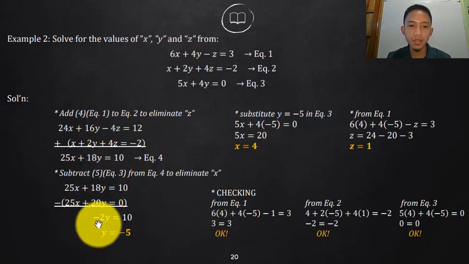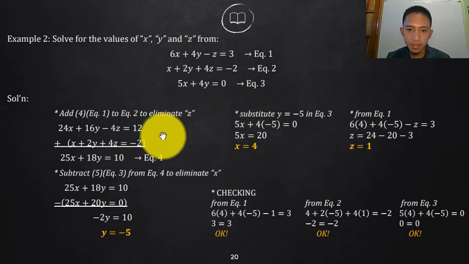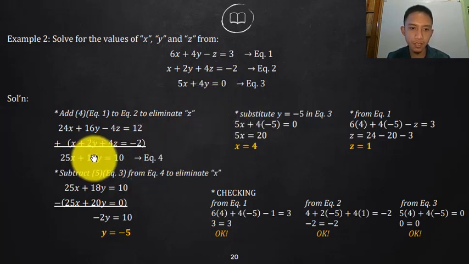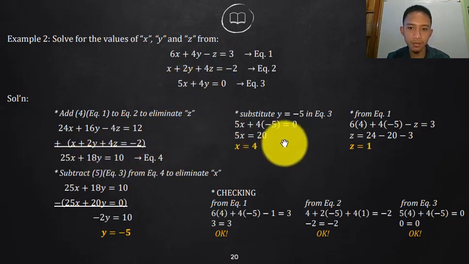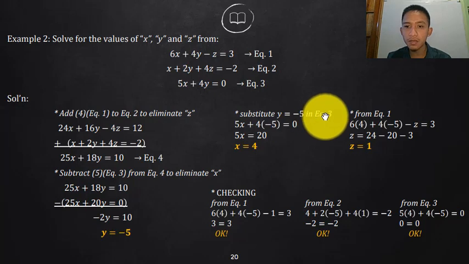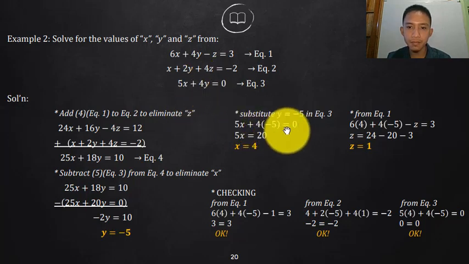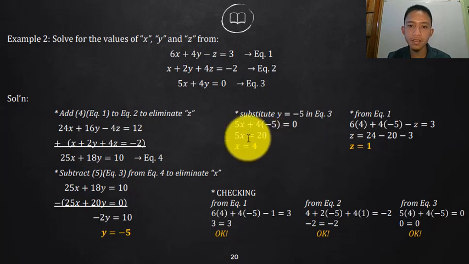So what will I do? Okay, you can use equation 3 or equation 4. It's up to you. Since these have the variables x and y, and you have y, you can solve for x. So for me, I will solve using equation 3. Substitute that negative 5 for y. So you have 5x plus 4 times negative 5 equals 0. This will be negative 20. That will go positive on the other side. Divide both sides by 5. You will have x equals 4.